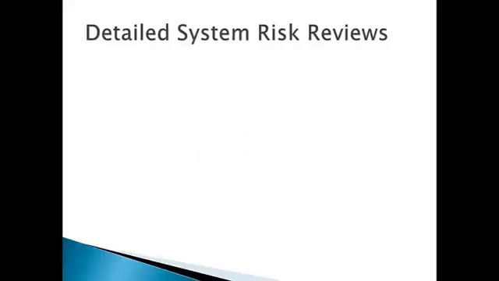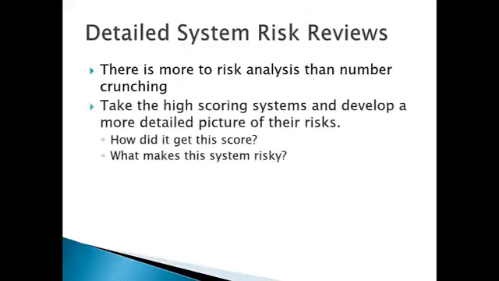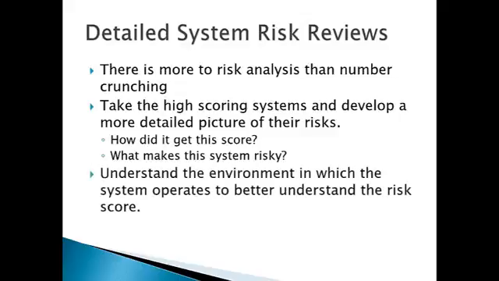Detailed system risk reviews. Dive into the details. There's more to risk analysis than number crunching or just comparing aggregate scores of one system to another and assigning things red, yellow, and green. Take the high-scoring systems, the ones with the most risks, and develop a detailed picture of the risk. How did it get this score and what makes the system risky? Understand the environment in which that system operates to better understand the risk score. For a given system, drill down into the details. Make sure the assessment of overall risk makes sense and the conclusions of the details support this.